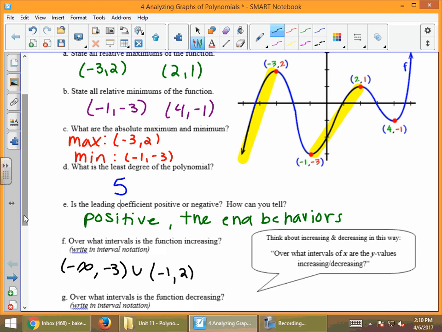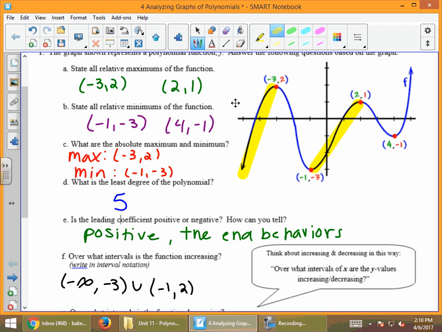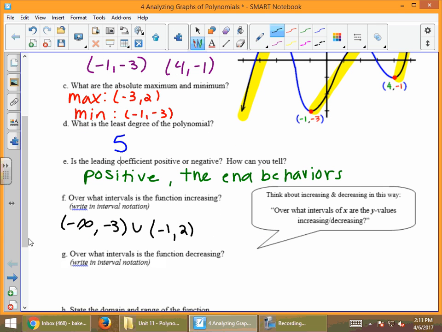And then we have another one where we're going up from a low point to a high point. Low to high. Right there we're increasing. What x value do we start increasing at? 4. And where do we stop increasing at? Infinity.